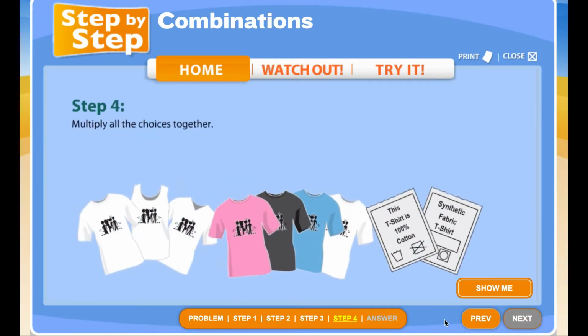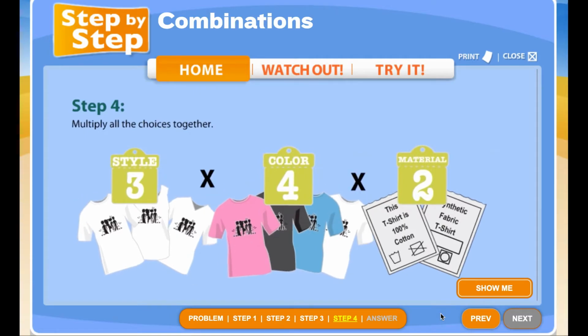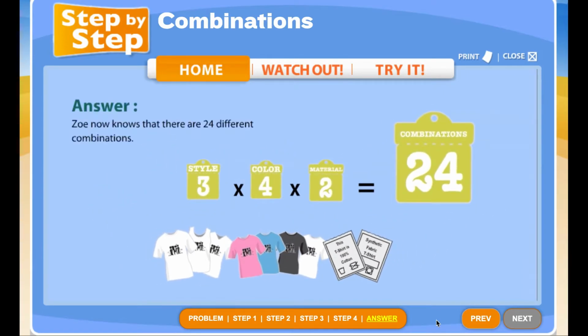Finally, multiply all the choices together. Since there were 3 choices in the first category, 4 choices in the second category, and 2 choices in the third category, we multiply 3 times 4 times 2. That makes 24 different combinations.